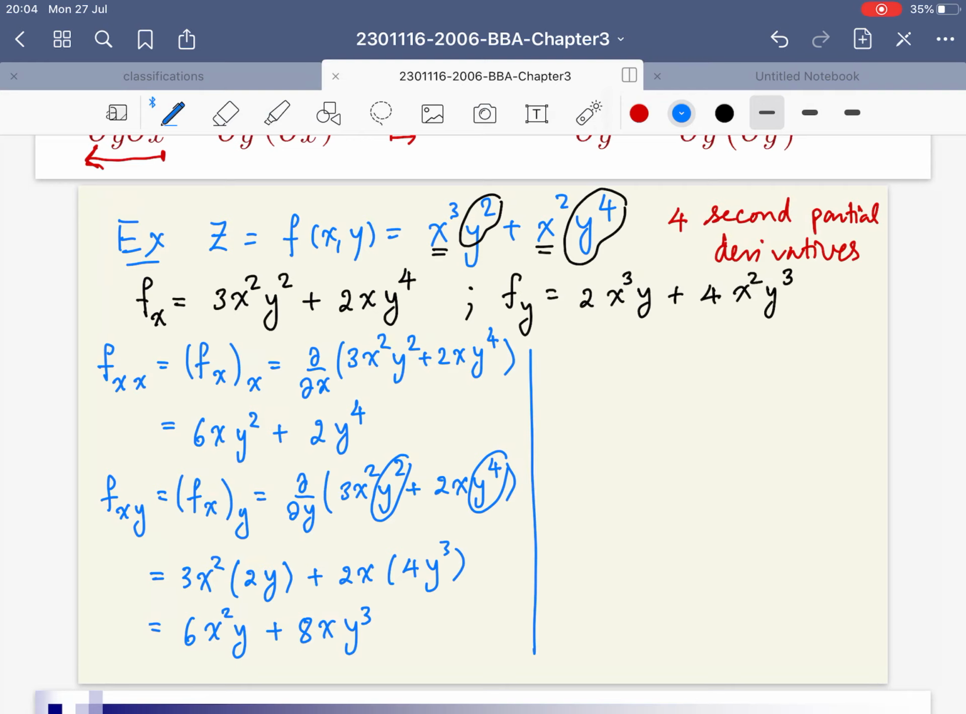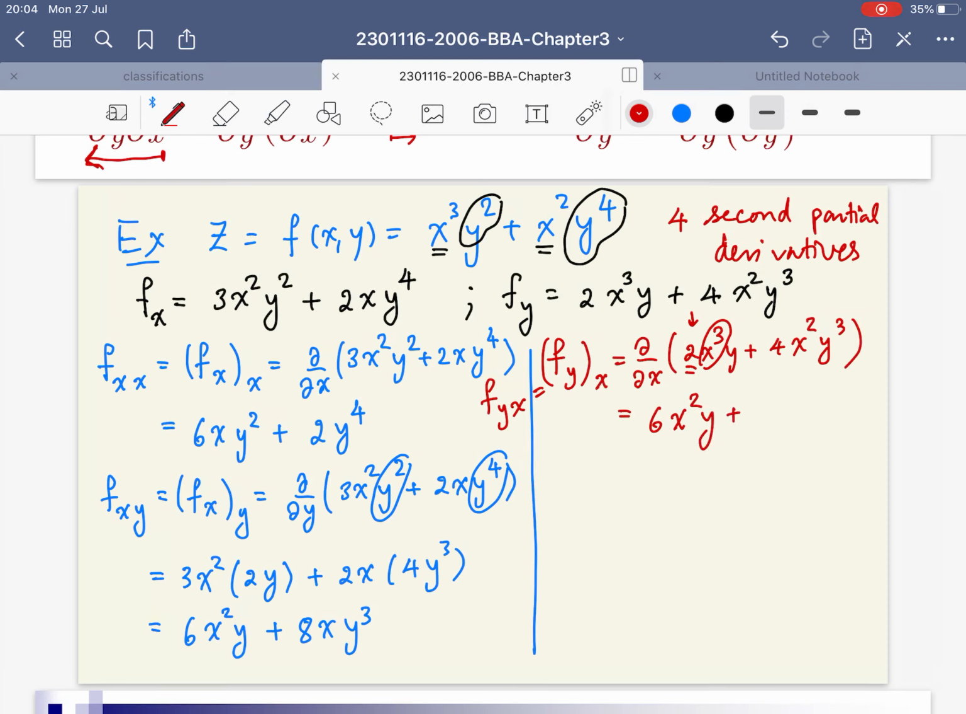Okay, on the other hand, if you find f sub y and then followed by the x, okay, so it means that you find a derivative, this one is f sub yx, okay, so it's a further derivative of this one with respect to x, so just copy it first. Okay, so here the one with respect to x, so you have 3x squared, right? With the 2 here, so you have 6x squared y. This one you have 2x with the 4, so you have 8xy cubed.